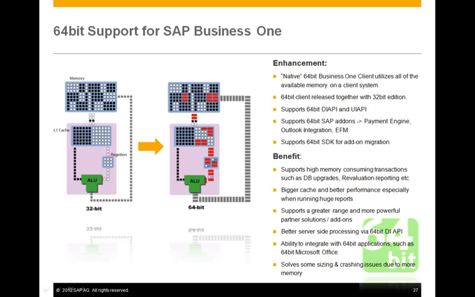A key technical infrastructure change in Business One has been the ability to support 64-bit processing for the Business One native client, DI API, UI API, SDK, and some SAP add-ons. This will enable use of all of the available memory on a client system for better performance. It will also support much more powerful partner add-ons and allow integration with other 64-bit applications.